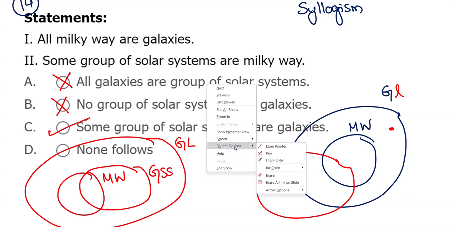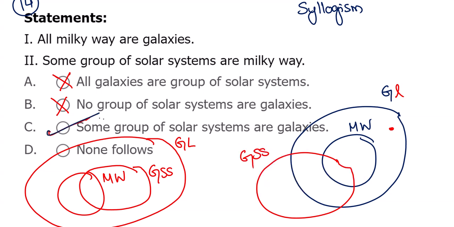Whenever all is there, we can take it granted some. Don't argue, sir, here some is given, here all is there. Whenever all is there, we can take some. All group of solar systems are galaxies. Whenever all is there, some is obviously true. When all students are good, students in my class are good is definitely true. Students in my class means there are few people, not all people, right? So whenever all is true, we can consider some also, not an issue.